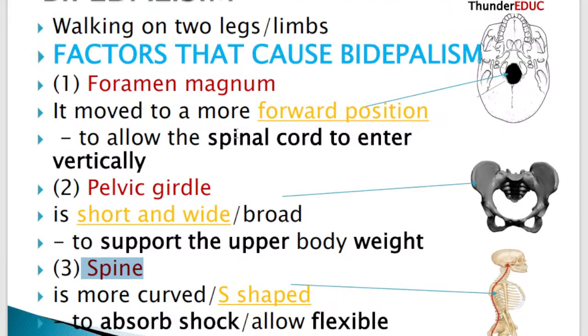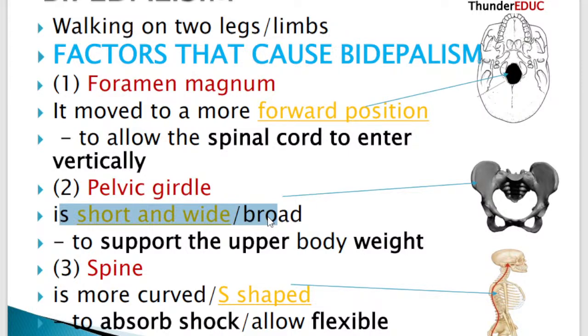If the foramen magnum is in a forward position, then automatically it means that it can allow the spine to connect vertically, so that there is no disturbance. If it connects vertically, what does it mean? It means that now you can walk upright. The pelvis is short and wider to support the upper weight.